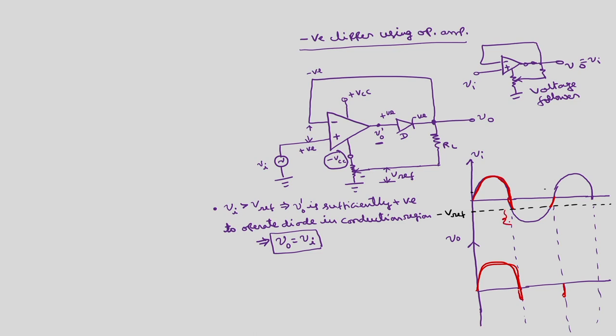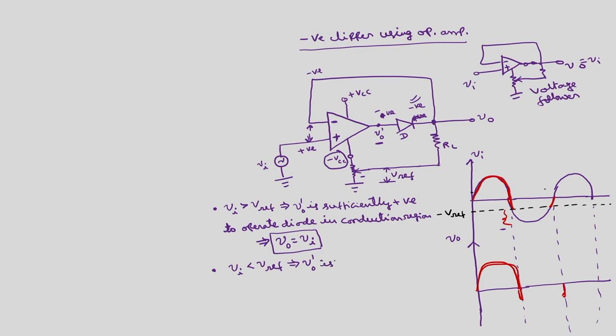Now during this portion, Vi is less than V reference. So what happens? This difference voltage, the voltage at the positive terminal, is less than the voltage at the negative terminal, so the resultant signal is negative, and V0 dash is negative. We apply the negative signal here, and here it will be positive because this V reference is also negative, but between these two negatives this is more negative. As a result, the diode will be off.